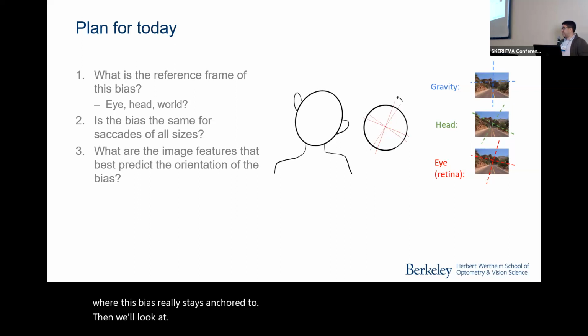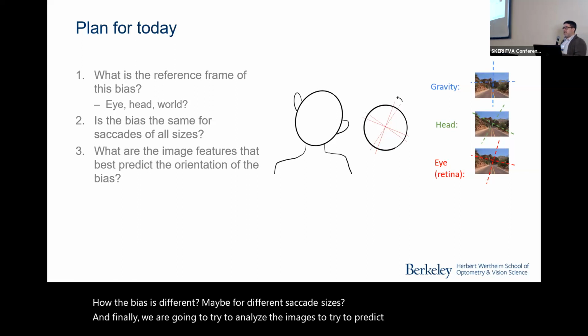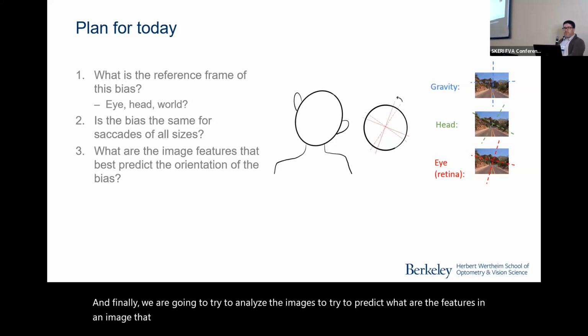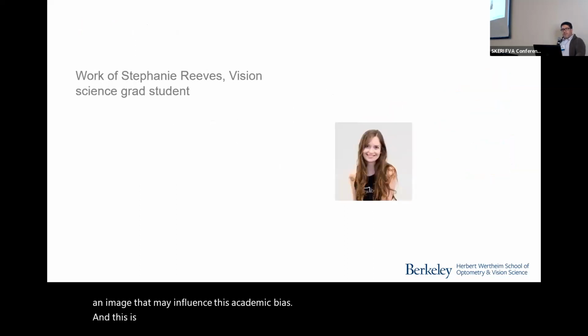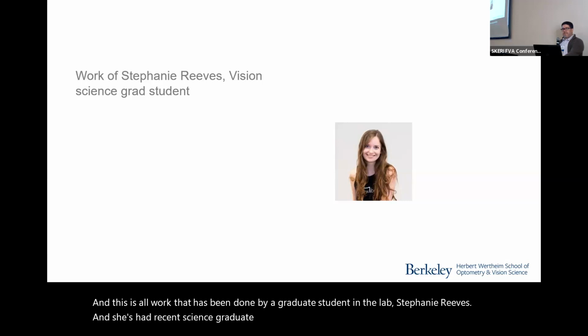Then we look at how the bias is different maybe for different saccade sizes. And finally, we are going to try to analyze the images to try to predict what features in an image may influence this saccade bias. And this is all work that has been done by a grad student in the lab, Stephanie Reeves, a vision science graduate student at Berkeley.